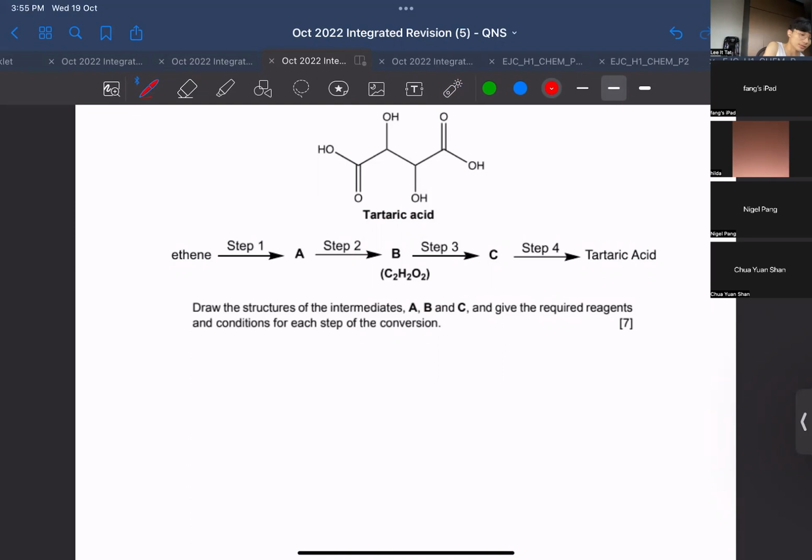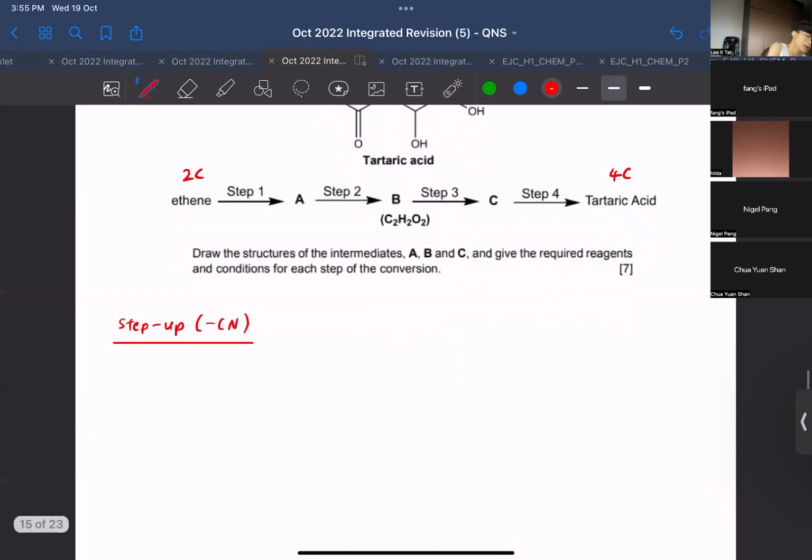Tartaric acid, 4 carbons. Remember, the first thing to do is always count the number of carbons. 4 carbons and ethene only has 2 carbons. So clearly there is a step-up reaction. And remember what we mentioned about step-up reactions? There's only one thing that can step up compounds, which is your nitrile. Only nitrile is capable of stepping up. And there are only 2 ways of adding nitrile to the compound: either nucleophilic substitution or nucleophilic addition.